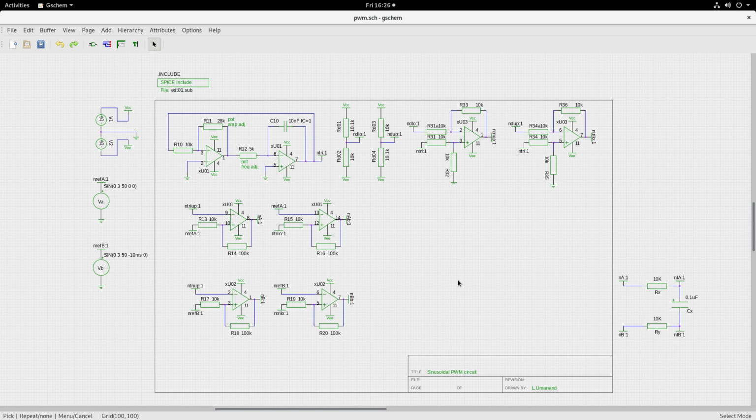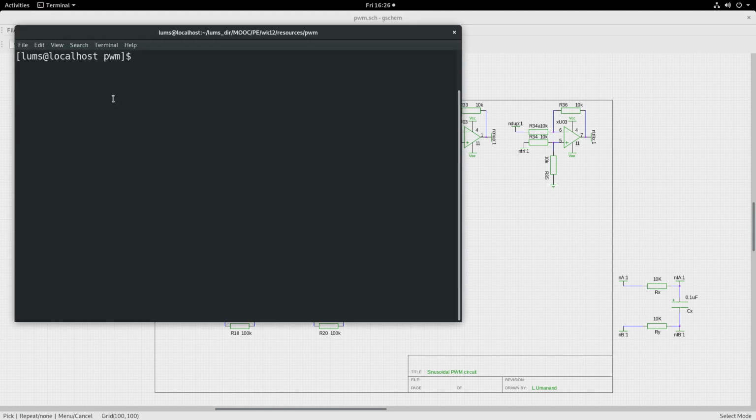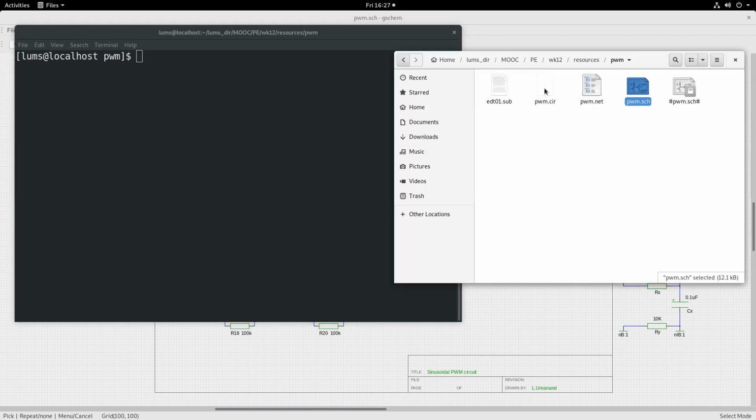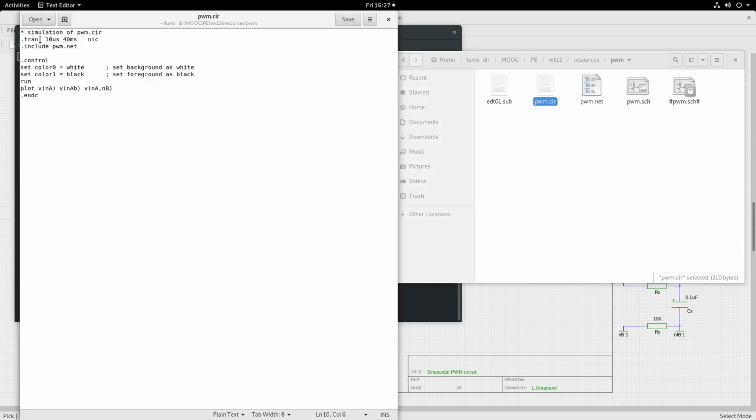And to simulate this, let us go to the terminal window. So I have opened the terminal window. So here I will run the simulation. Before I run the simulation, I would like to show to you the .cir file. Let us see the .cir file. So within the .cir file, we have the trans statement. I'm going to see up to 40 milliseconds, which is 2 cycles.